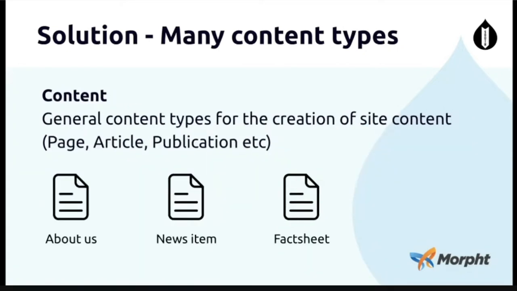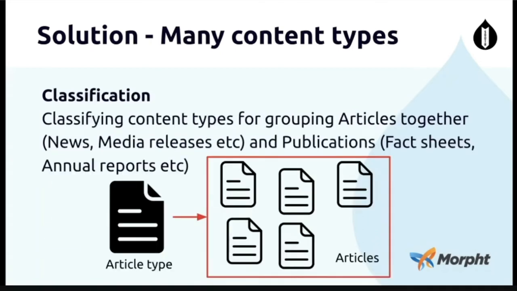So the beauty of doing it this way is that you as a content editor can create as many article types or publication types as you like. So you have a classification content type and then the article type is a taxonomy. Traditionally in Drupal, you would use a taxonomy to do that. The way that Morph does it is that we actually create content types for that.